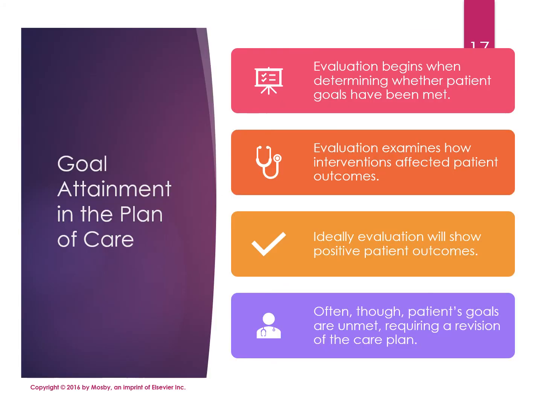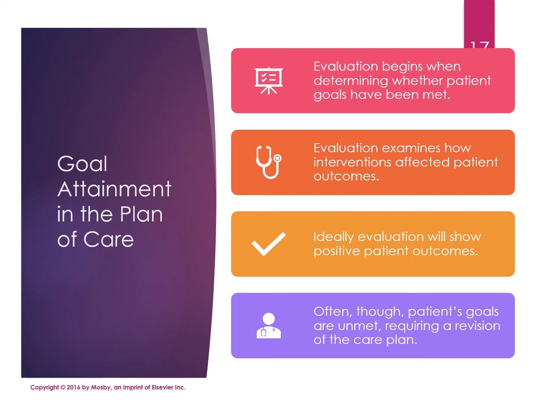Goal attainment and the plan of care. Did the patient achieve the goal that was set? Each nursing care plan is tailored to meet the specific needs of a patient. For example, a patient may have a nursing diagnosis of acute pain after a motor vehicle accident.